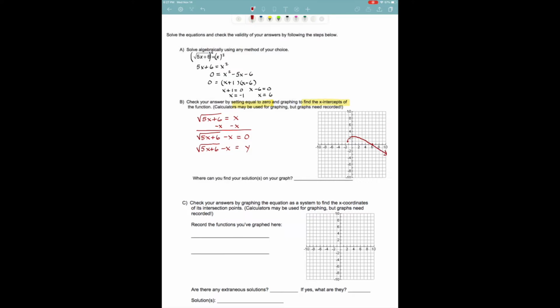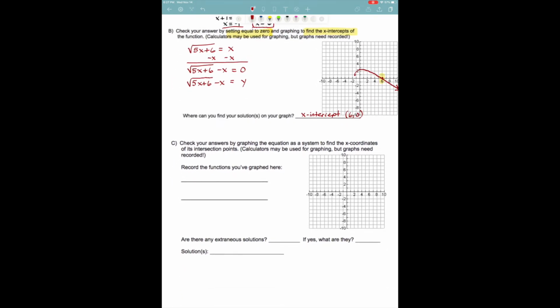But our focus right now is that it crosses the x-axis at positive 6. So we've just validated that 6 works, but x equals negative 1 does not cross the x-axis there, which means that is going to be an extraneous solution. We'll mark that a little bit more down here, but it says where can you see the solutions on your graph? Those are our x-intercepts, and that was 6, 0 on that one.